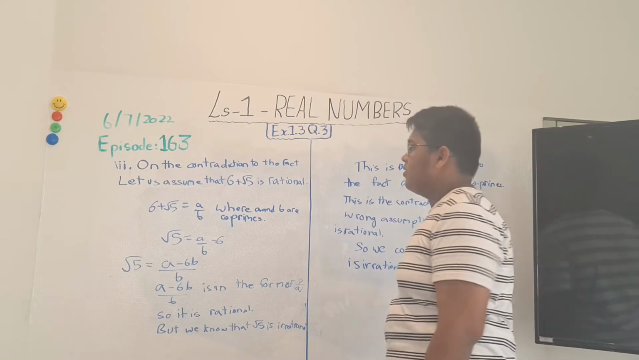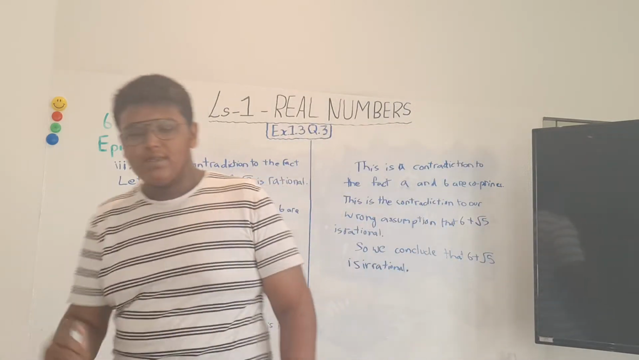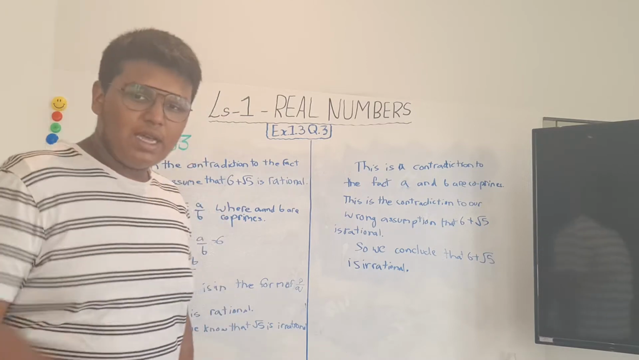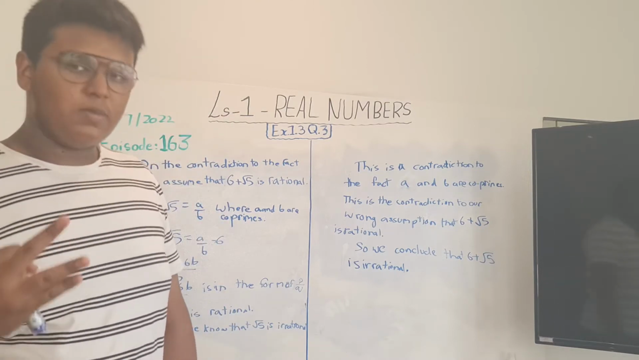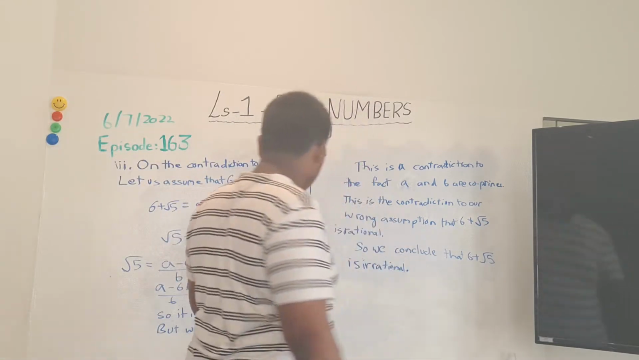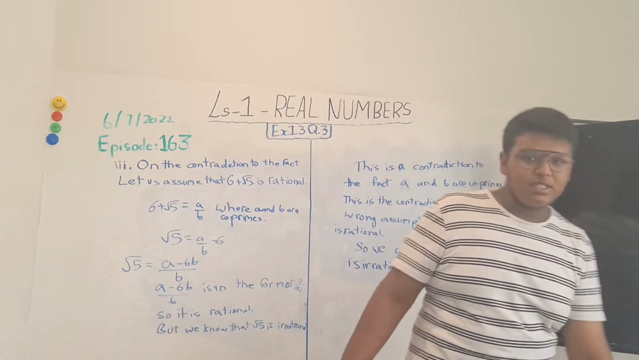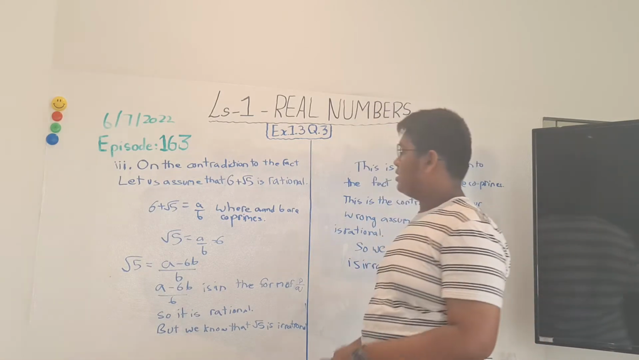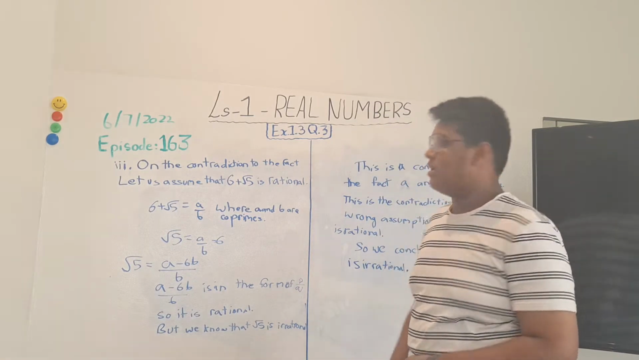In this video, we are going to do the last question of exercise 1.3. That is question number 3, the last sub-question, sub-question number 3. In this question, they are asking us to prove that root 6 plus root 5 is irrational.